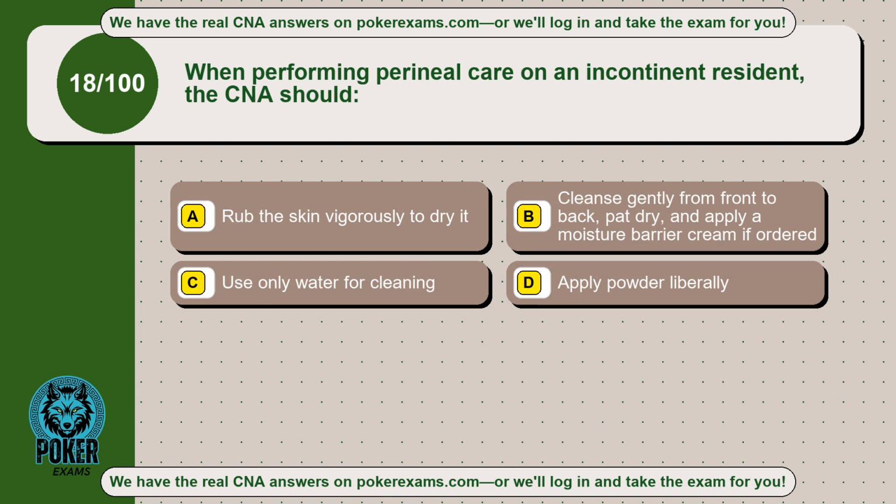Question 18. When performing perineal care on an incontinent resident, the CNA should: Option A. Rub the skin vigorously to dry it. Option B. Cleanse gently from front to back, pat dry, and apply a moisture barrier cream if ordered. Option C. Use only water for cleaning. Option D. Apply powder liberally.